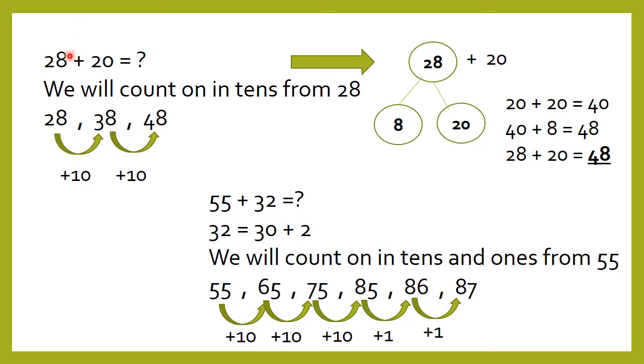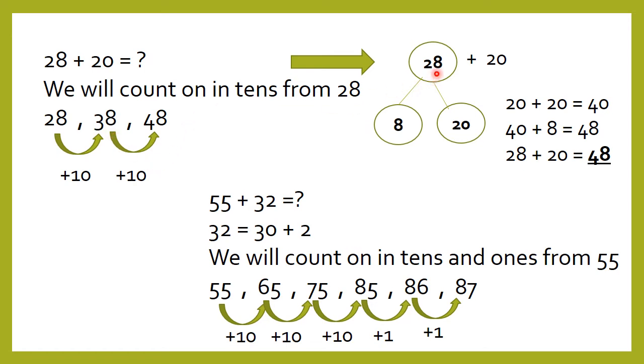For example, I have 28 plus 20. Now here we will not count on in ones because we don't have 28 plus 2 or 28 plus 3. It is 28 plus 20, so I'll count on in tens, in steps of 2 tens. You know that 20 is 2 tens, right? So 28 plus 10 is 38, 38 plus 10 is 48. I'll move on in steps of 2. So my answer is 48.